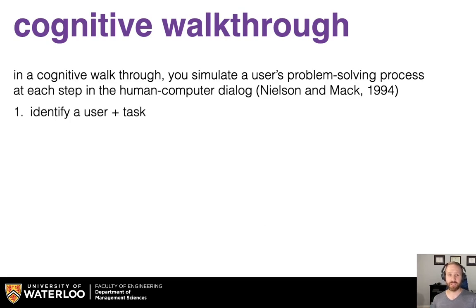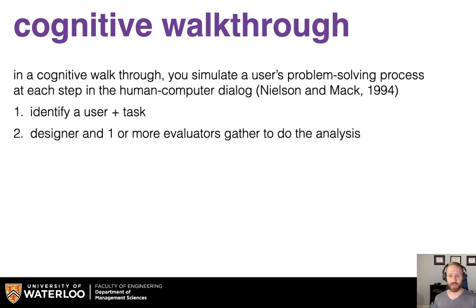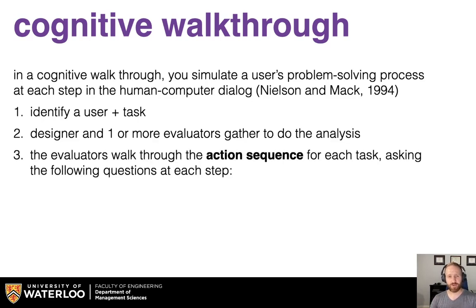You start by identifying a user and a task. Then a designer and one or more evaluators come together to do the analysis. The evaluators walk through the action sequence for each task. That is, the set of atomic units that it takes to go through a task, like clicking on a certain button, then clicking on a drop-down menu, and clicking on an item, or saying, "Hey, voice agent, do this thing."